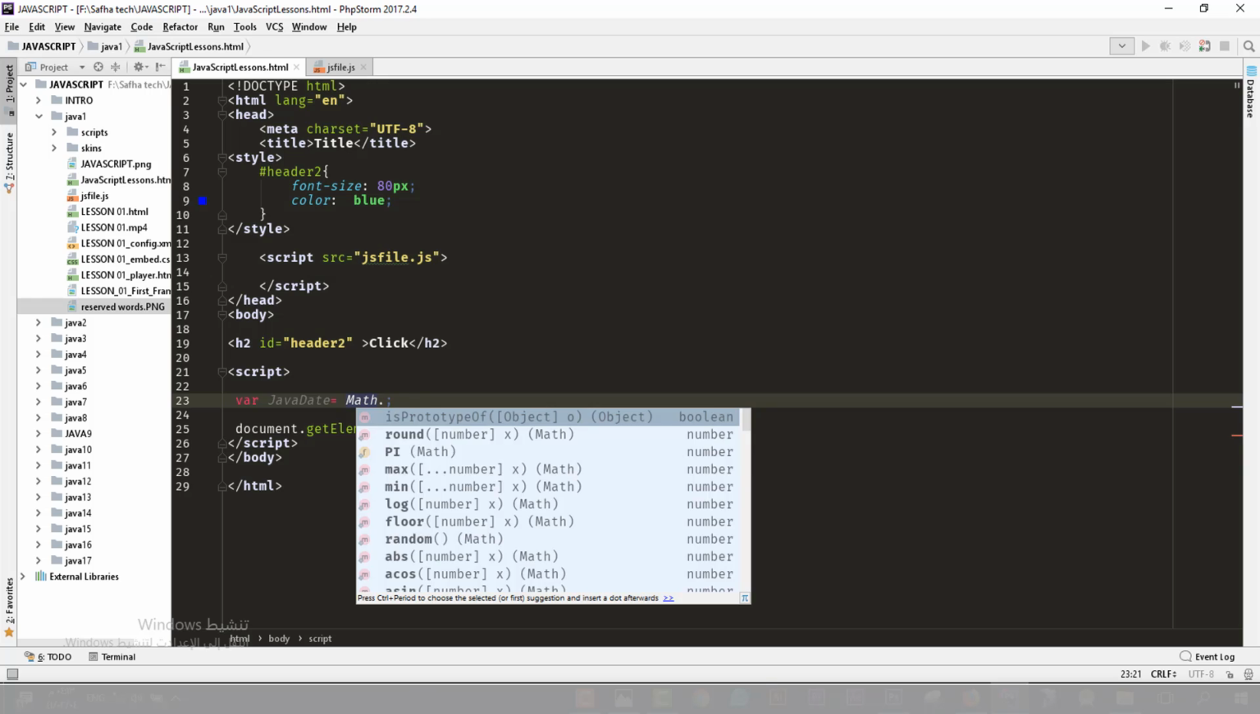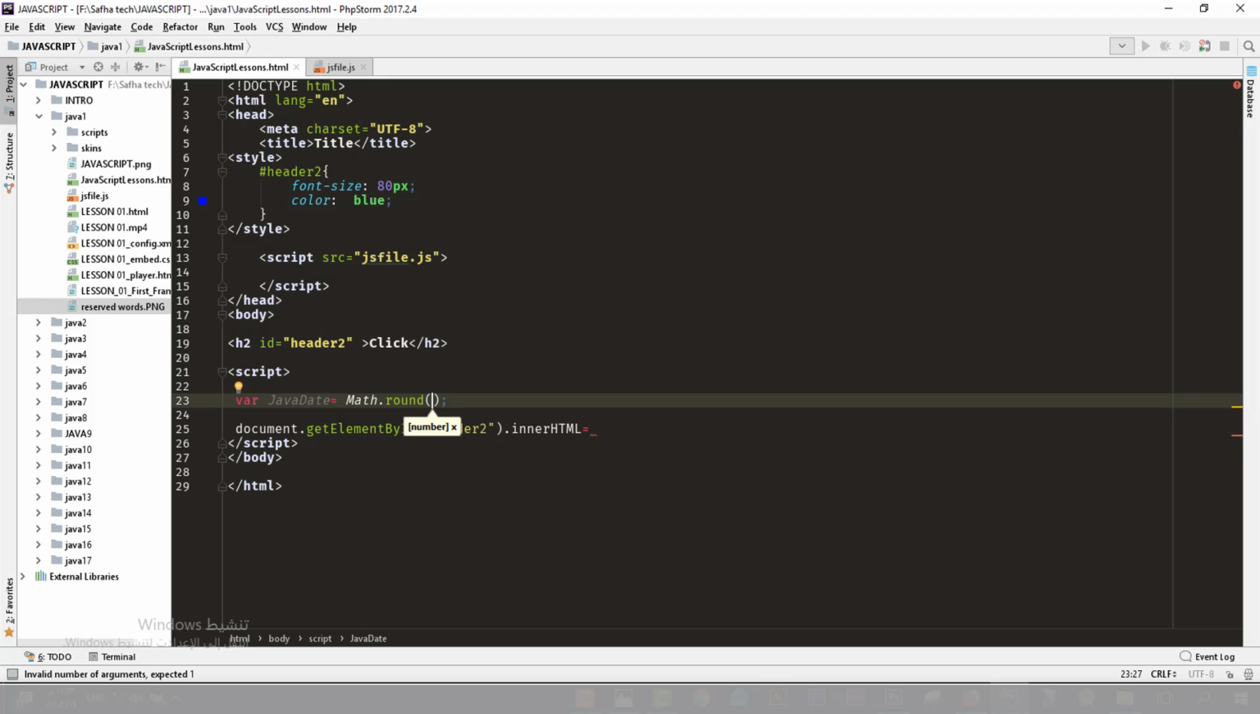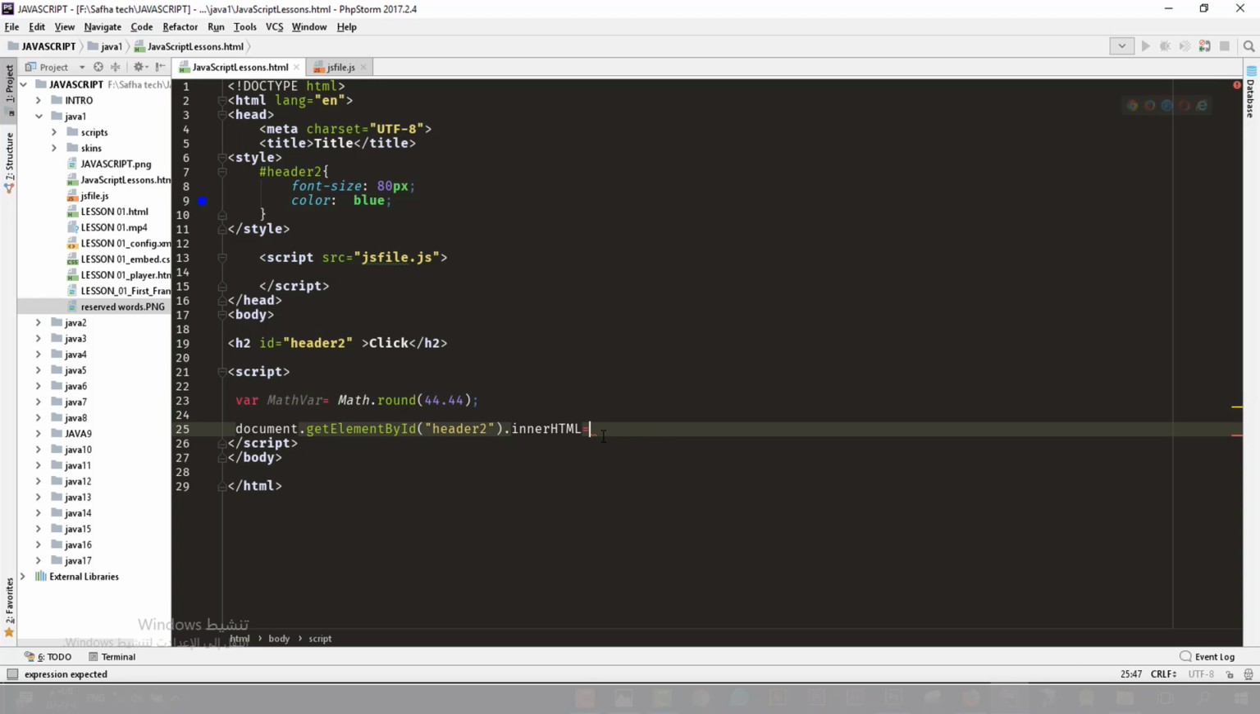First of all, let's say round. So the round function, how does it work? The round returns the value of x rounded to its nearest integer. Imagine that I have here, for example, 44.44. So this 44.44, when we round it, it will return, let's change this one, let's say math var. Copy, paste here, semicolon.